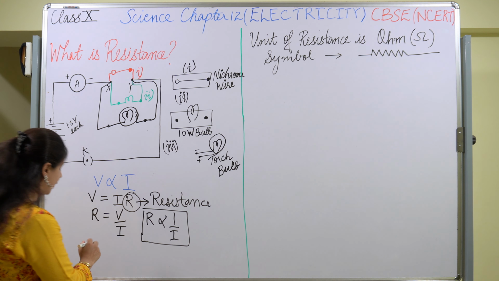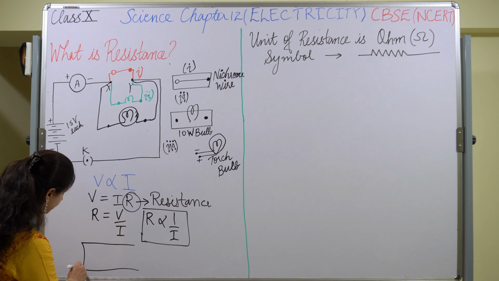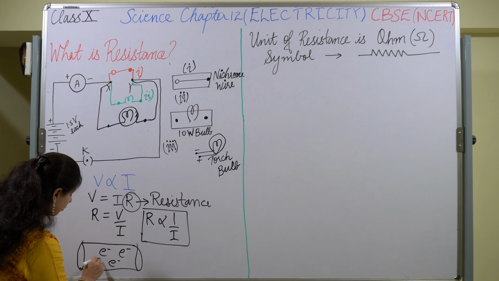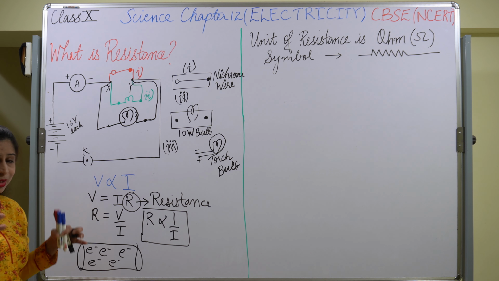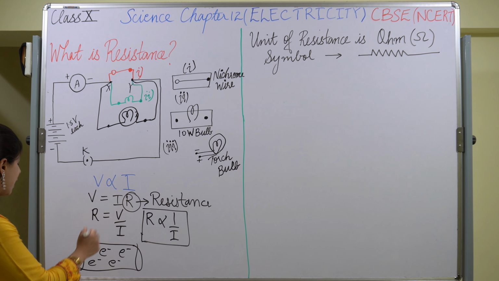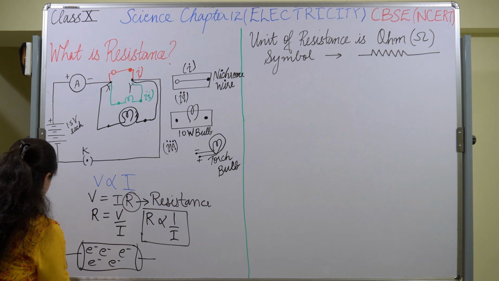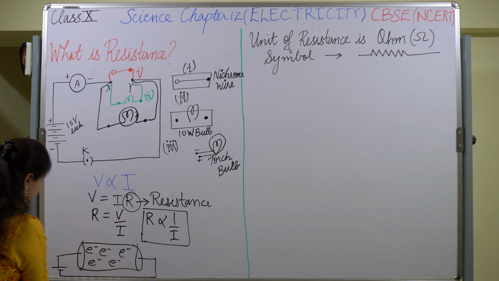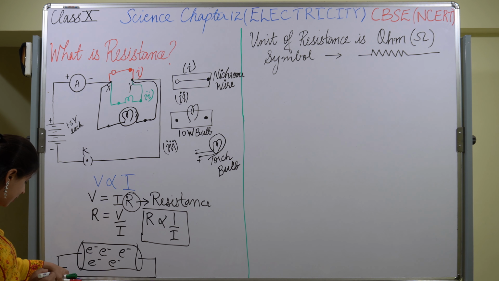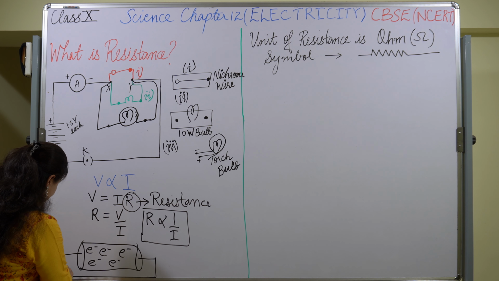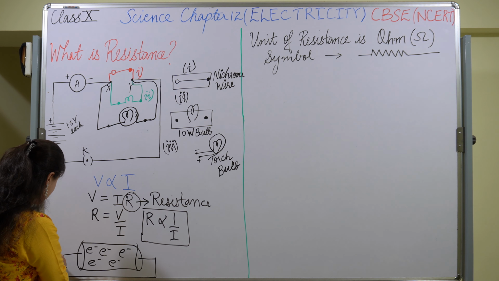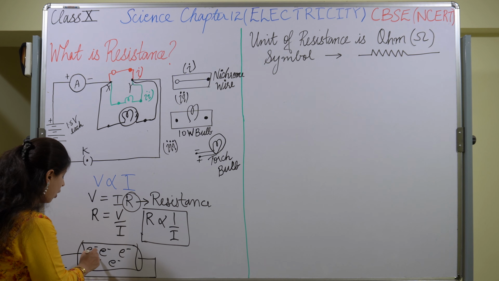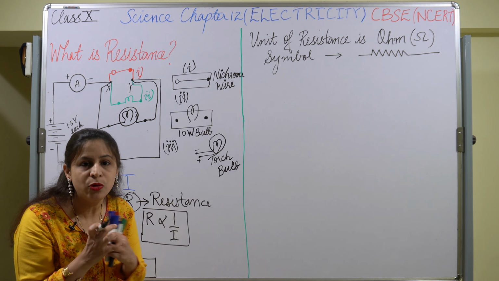Actually, suppose this is a conductor and the electrons are moving. Electrons move randomly when no circuit is connected. But as soon as it is connected with the battery, electrons start moving from the negative end and complete the circuit to the positive end. So electrons start moving. Now while they are moving, they get bombarded with each other.